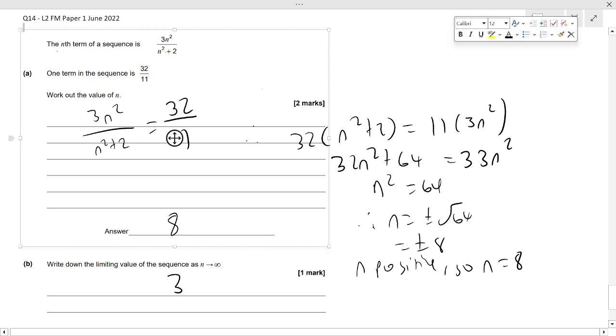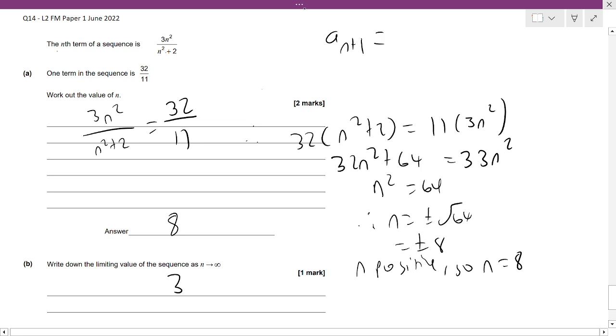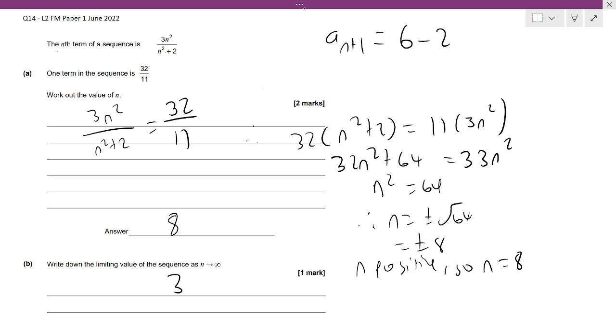Another one that I've seen that might come up. I did spot this on the past paper. I thought it was asked before. You could alternatively be asked for a sequence like this, a_(n+1) = 6 - 2a_n. Okay, and obviously it's a recurrence sequence, and you're asked for the limiting value.